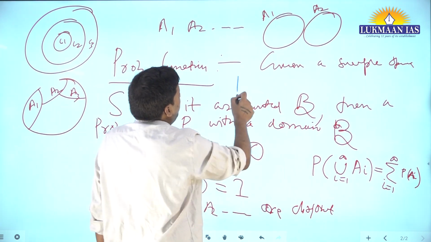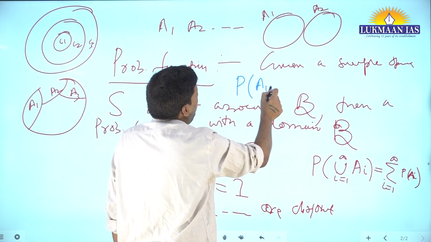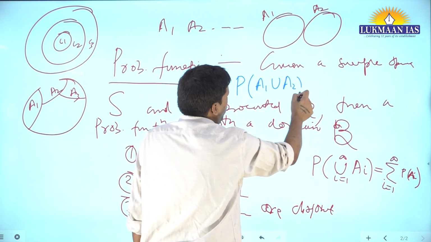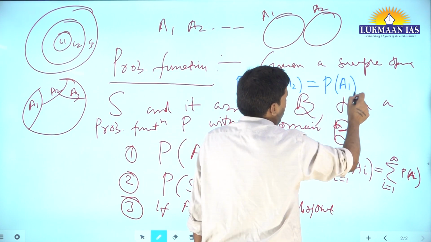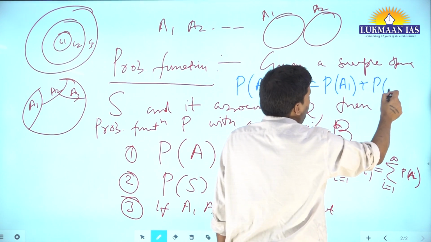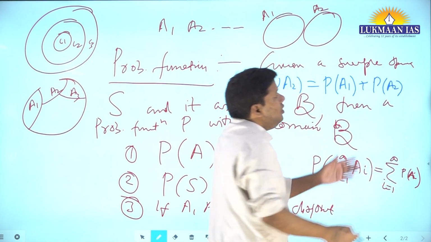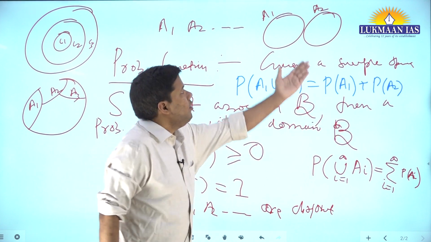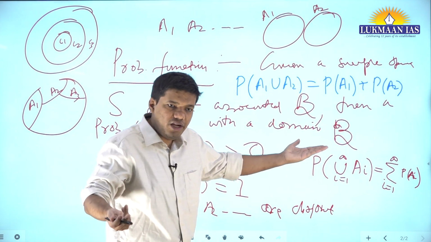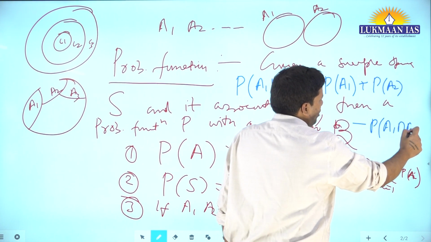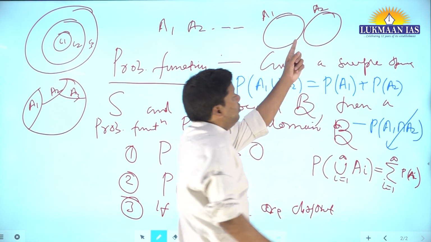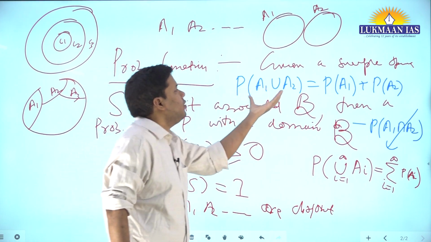Can't you write this thing? Probability of A1 union A2 is equal to probability of A1 plus probability of A2 minus probability of A1 intersection A2. And there is no intersection, so that would be 0, right? See, what you will do, you will write this thing as well, A1 intersection A2. But there is no intersection in this thing, right? So it is 0. So what happens? This becomes equal.